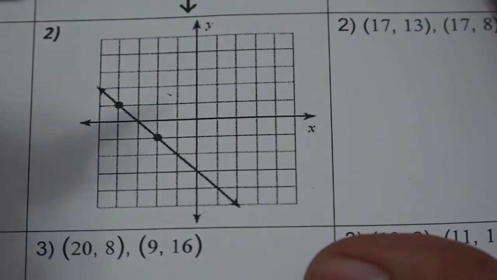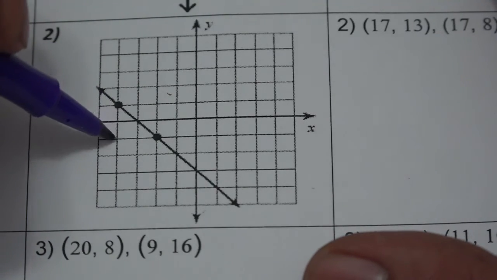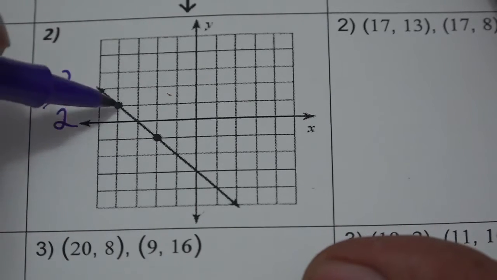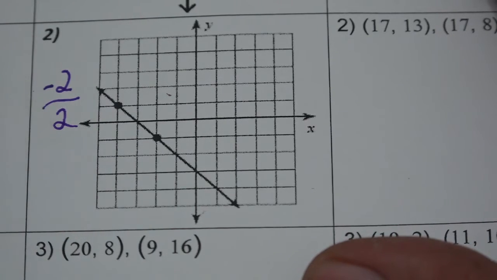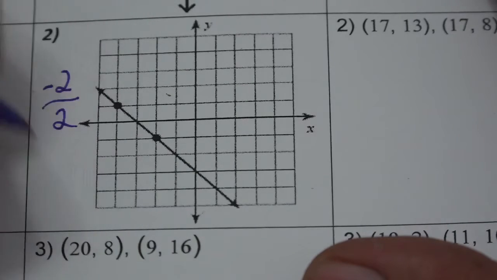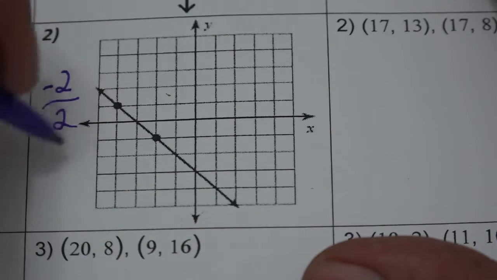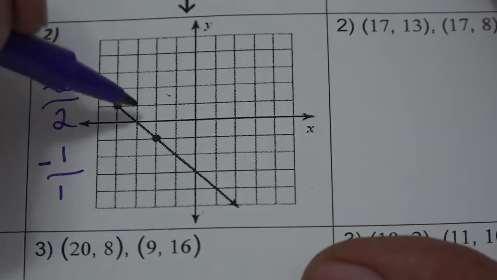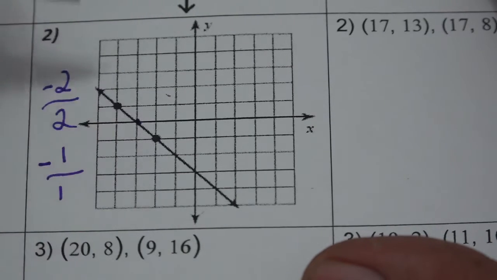Okay, how about here? What is the slope? The slope is negative 2 over 2. See, 2 down, 2 to the right. Negative over positive is negative, so the slope is, wait, 2 over 2 is 1 over 1. So this is negative 1 over 1. Make sense? Look, it's right here. It's another nice point.